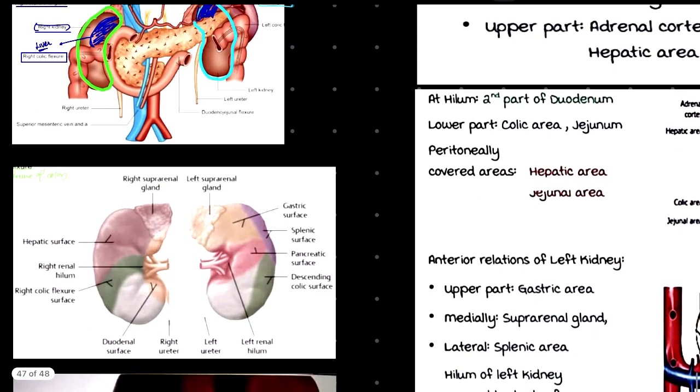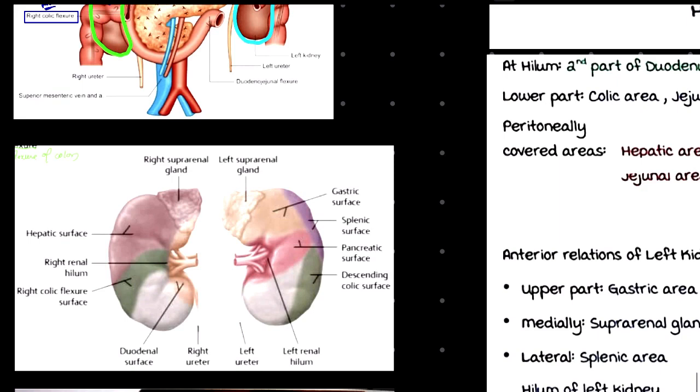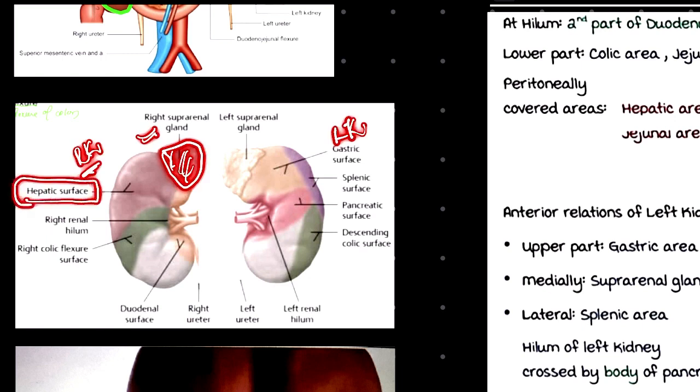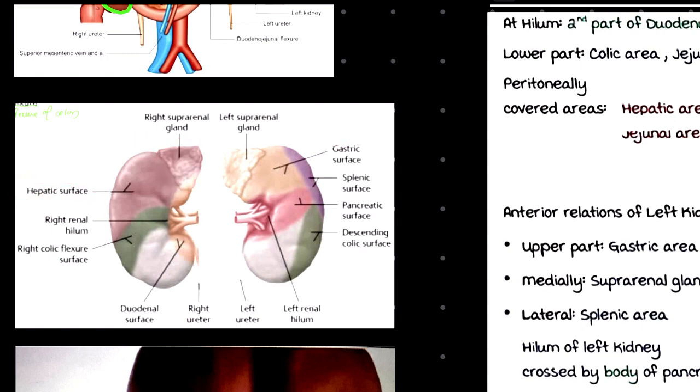Now the same thing, as you can see, the impressions, right? Here it is showing, this is our right kidney, right? This is our left kidney. Now talking about the right kidney, the superior most structure is the suprarenal gland, right? You can see the hepatic surface, the area of liver. Here we have the hilum, right? The hilum is right here. Renal hilum.